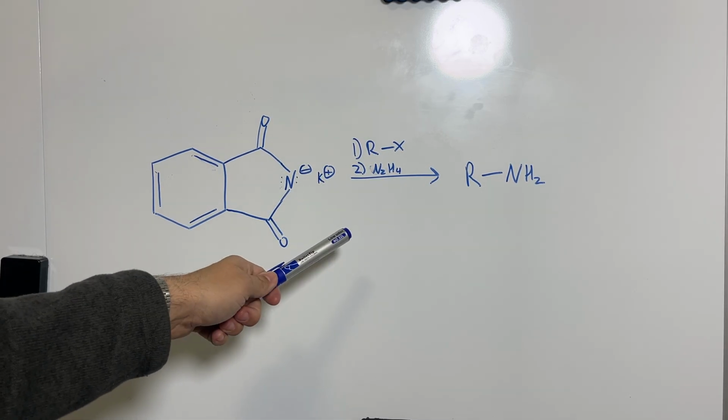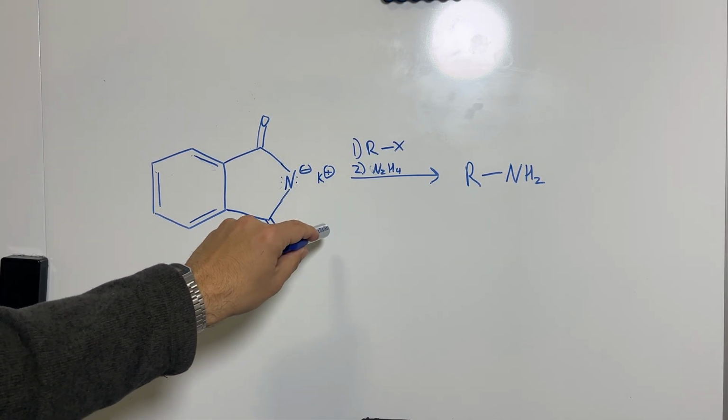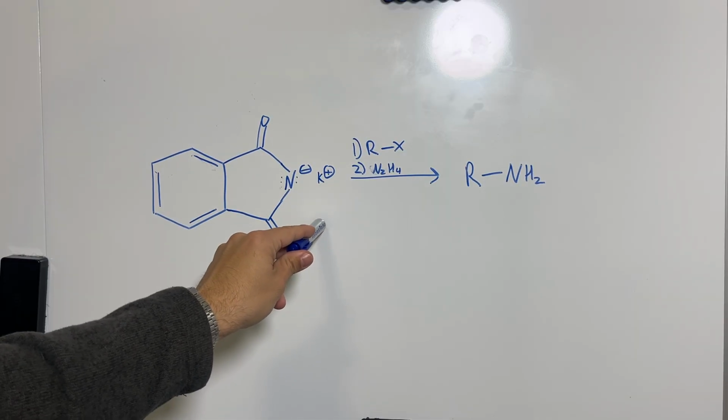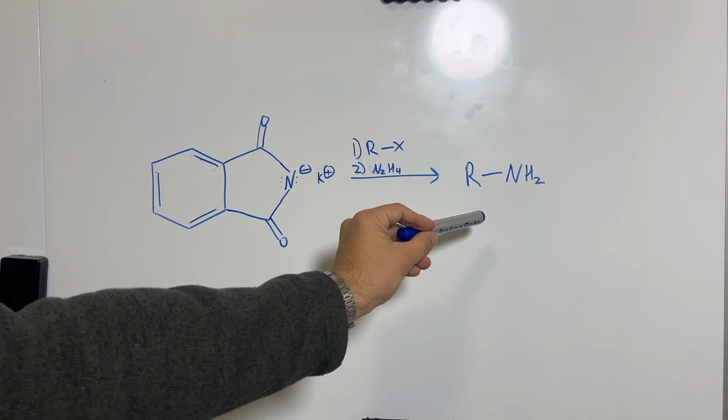Another great named reaction is the Gabriel synthesis. This is a reaction I've run in real life. It's honestly not too bad. So this is the Gabriel synthesis, and it's used to make primary amines here.